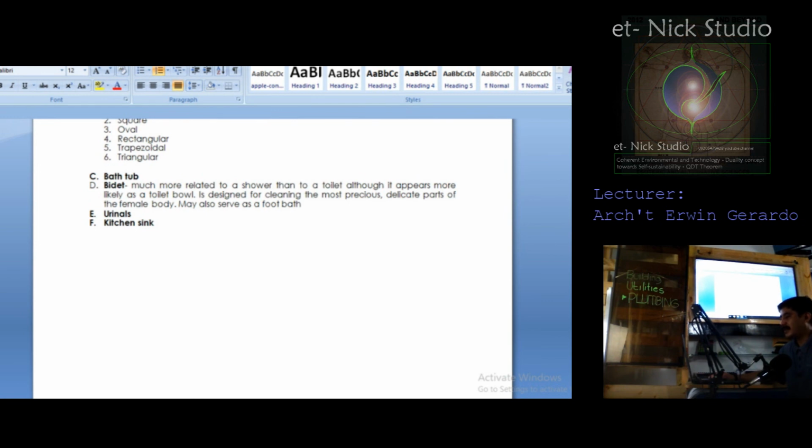So bidet is much more related to a shower than to a toilet. Although it appears more like a toilet bowl, it is designed for cleaning the most precious and delicate part of the body. So, especially for the women, it may also serve as a foot bath. Another form of plumbing fixture is the urinals, and last is the kitchen sink.